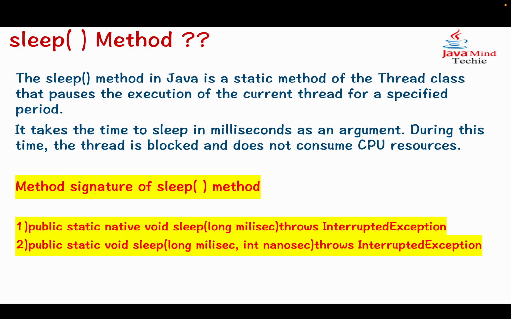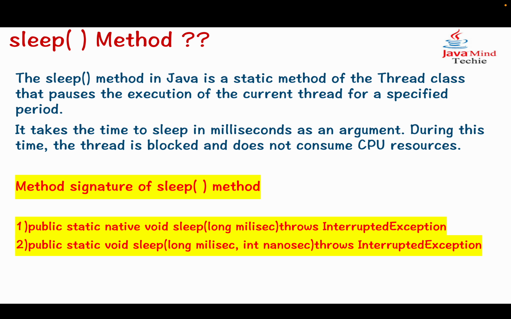It takes the time to sleep in milliseconds as an argument. During this time gap, the thread is blocked and doesn't consume any CPU resources. We need to understand how. We have two overloaded sleep methods in the Thread class. The first method is public static native void sleep, and it expects only one argument, that is the time period.